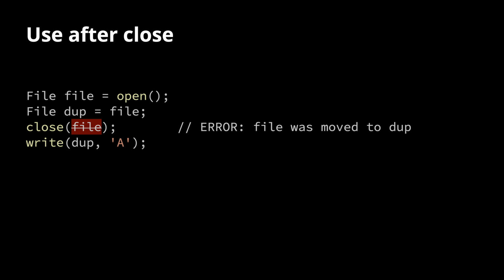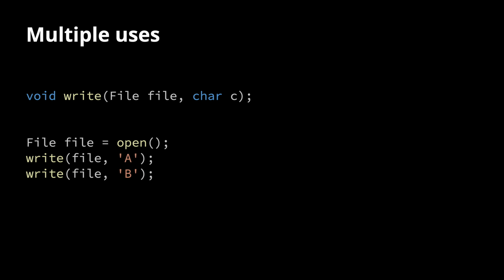Now, any issues with this? Well, you might have noticed the write function looks a lot like the close function. So if I try to call write multiple times, I have a problem. I can call write once, the file is moved into the function parameter, and I no longer have the file. So if we try to call write a second time, we get an error. The first write call consumed the file.